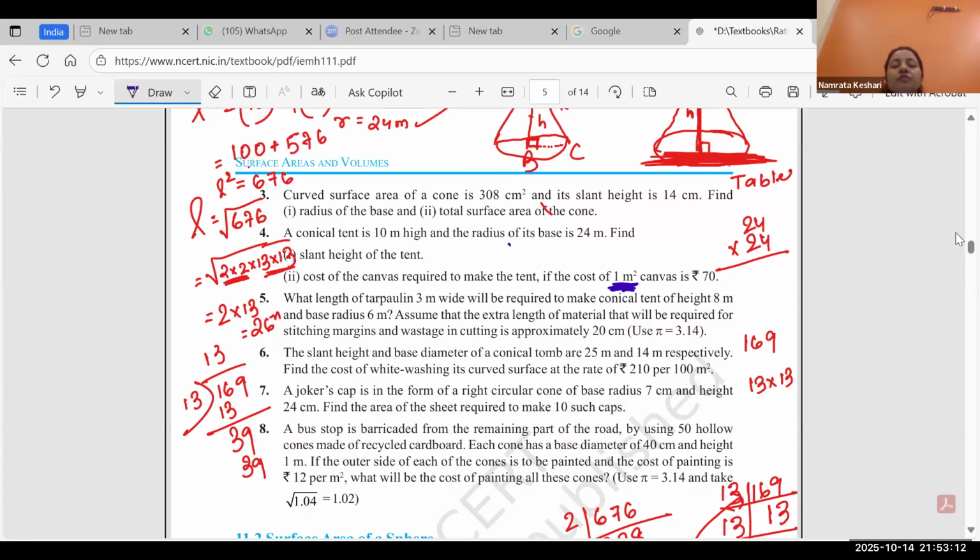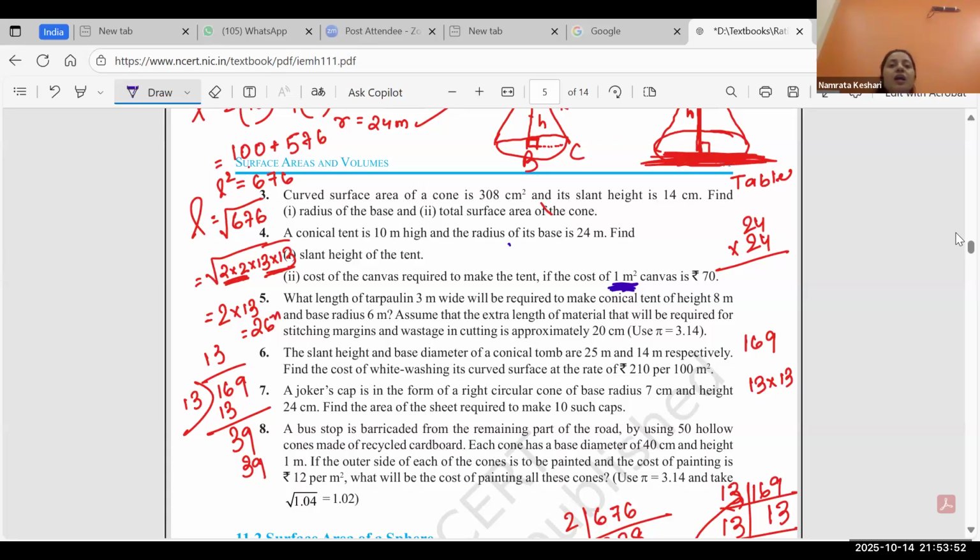So same thing. Whenever I'm getting the idea to make a tent house, first of all I'll be thinking about the tent, not the bedding inside. Here also we have to think about the same tent, that how much canvas is required. To create the tent house, that circular lid we don't have to think about. We just have to take the curved surface area over here.